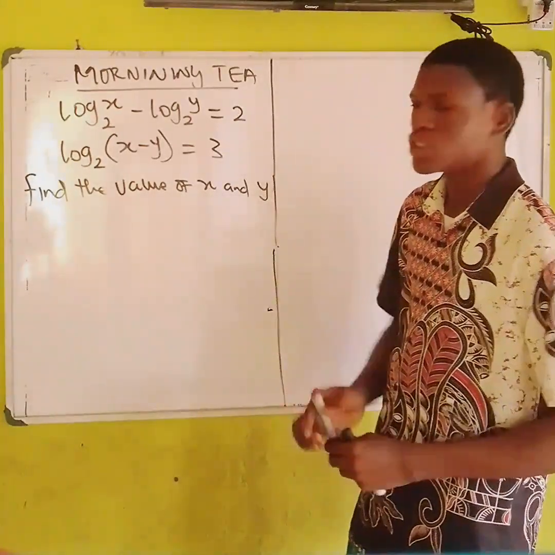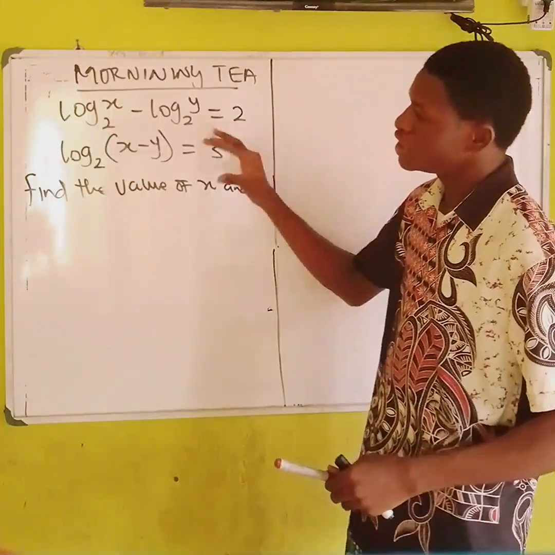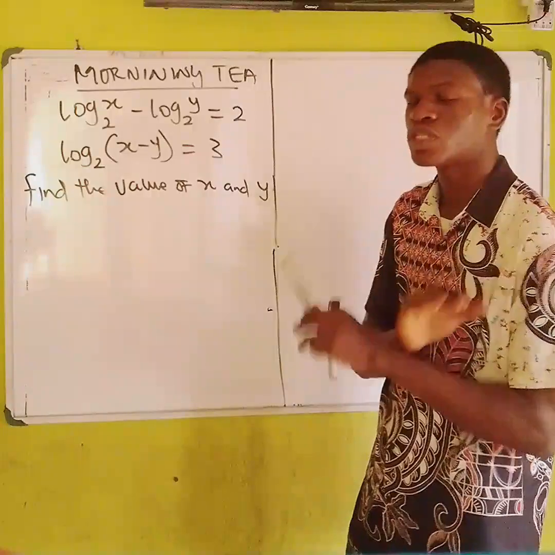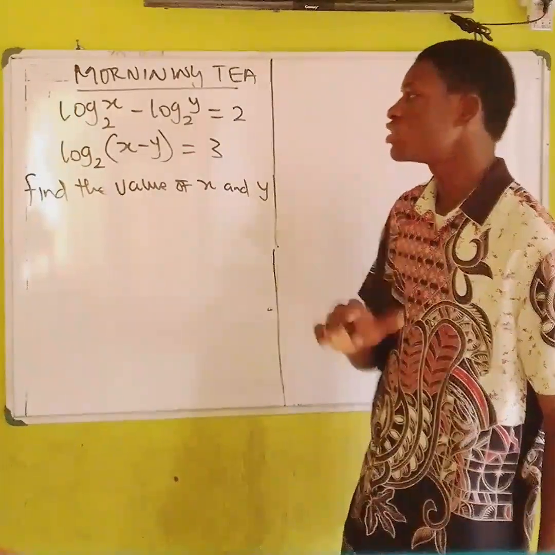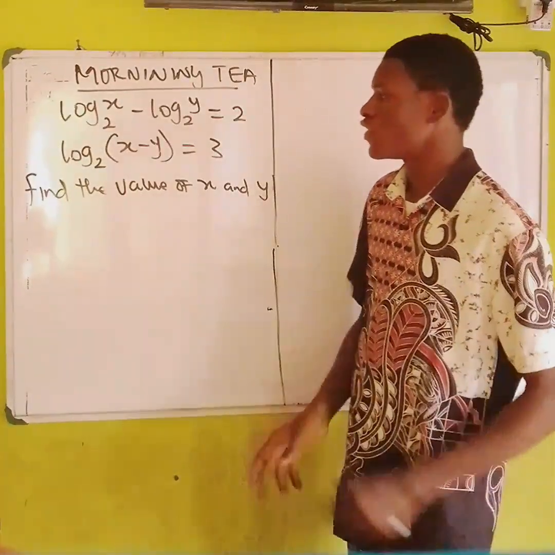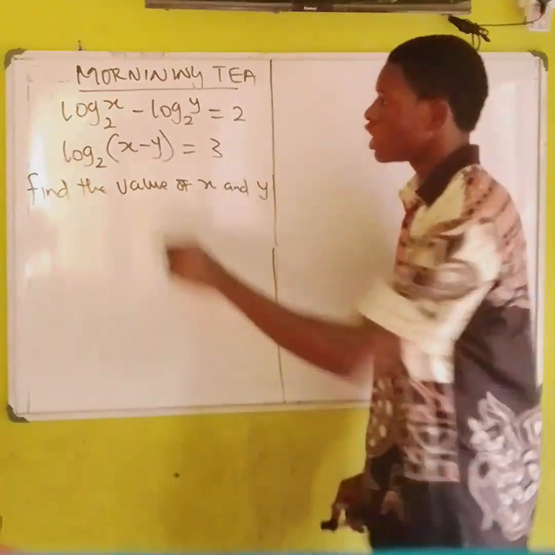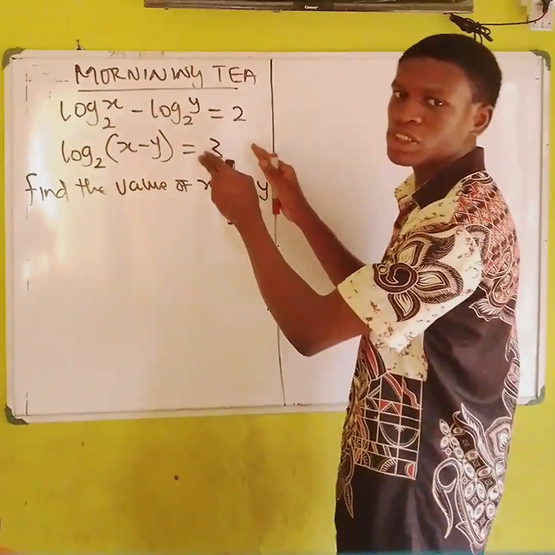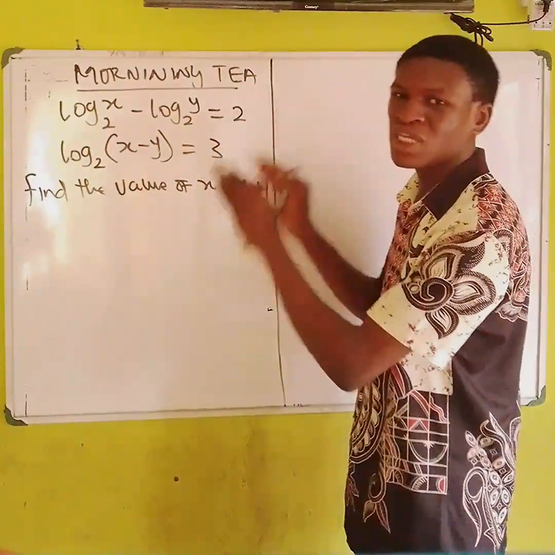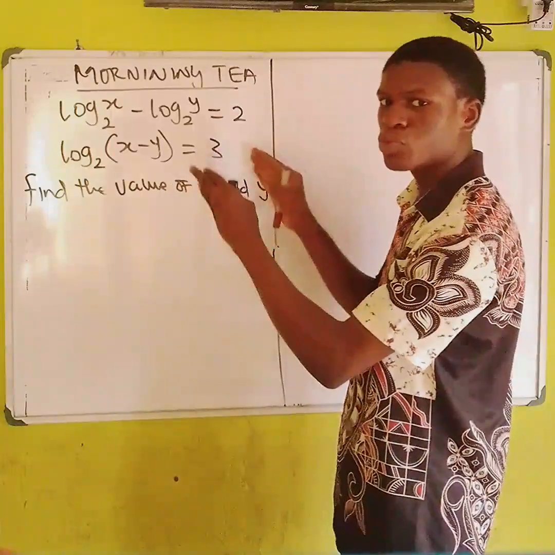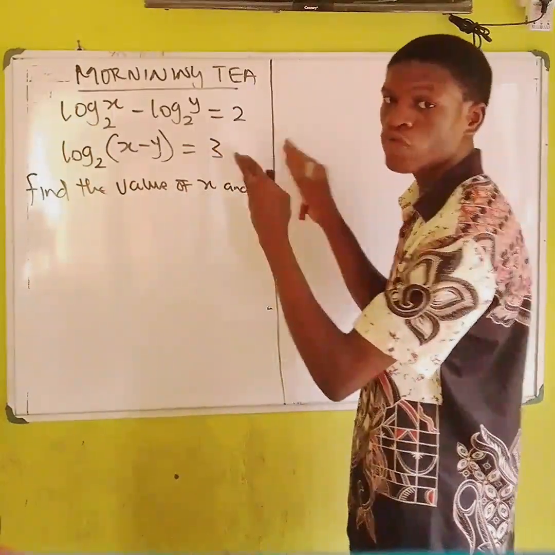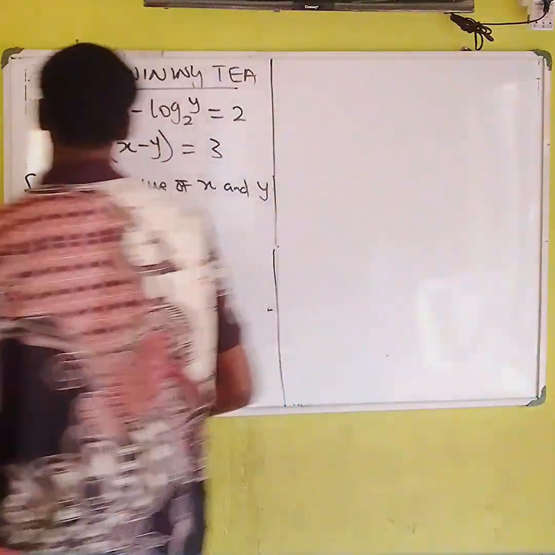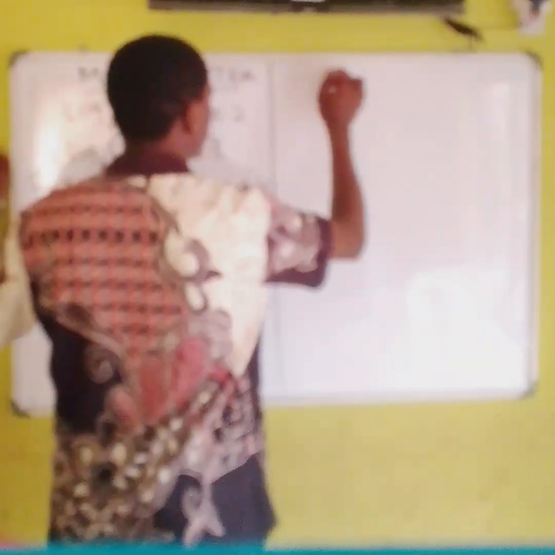Now, to find this, the first thing I want you to take note of is that this is an equation, a logarithmic equation. The next thing to take note of is that this has two variables, x and y, two unknowns. So this is exactly a simultaneous equation. It will be approached in a simultaneous way, where I solve for the two variables at the same time.